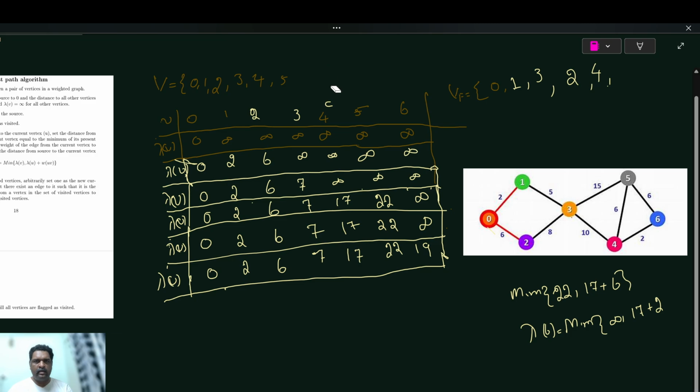So the current vertex now is vertex number 4. The unvisited vertices are 5 and 6. So we have to check all the edges from the visited vertices to these unvisited vertices 5 and 6. There are a lot of edges, of weight 15, 6 and 2, and the minimal one is with weight 2. So 6 is the closest to the visited vertices. So we choose 6 as the current vertex.